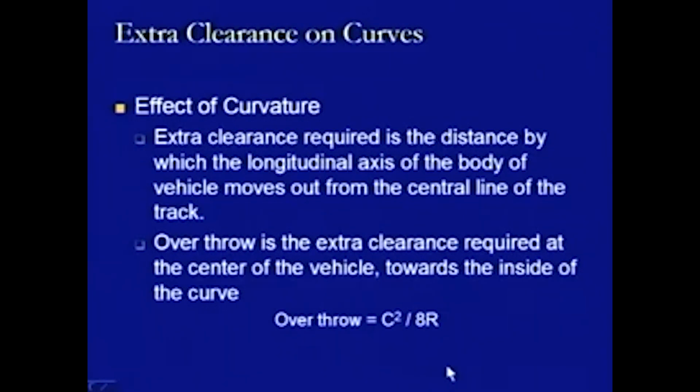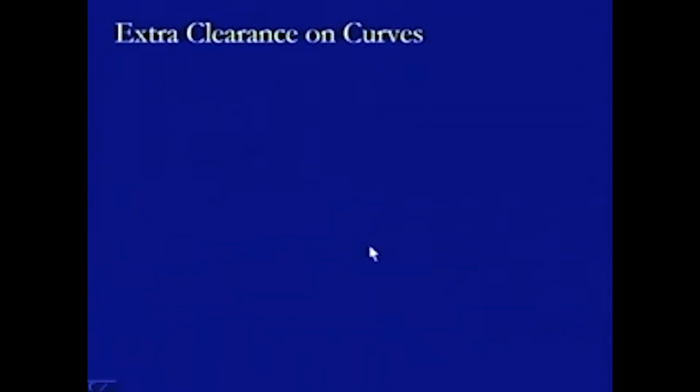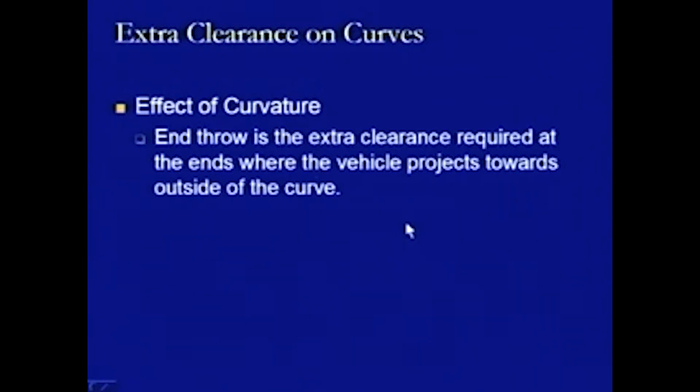So, what we have seen here is that there is overthrow, which can be computed as c square divided by 8r. In the same condition of the effect of curvature, we can take up another case, that is the end throw, which has already been defined in the diagram. It is the extra clearance which is required at the ends where the vehicle projects towards the outside of the curve, and this value is computed as we have seen in the previous diagram.